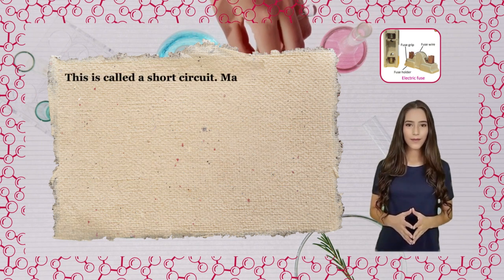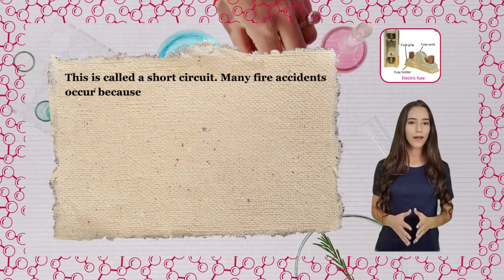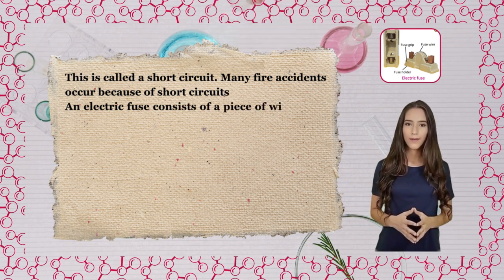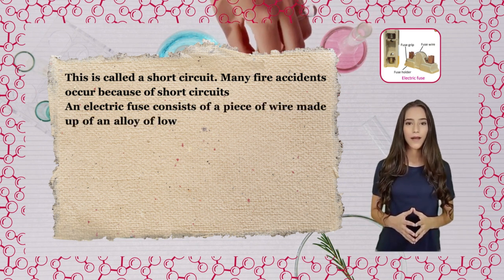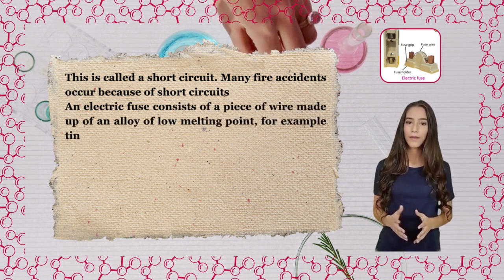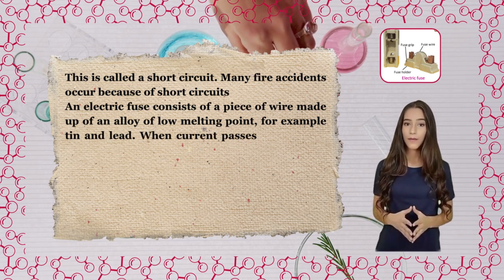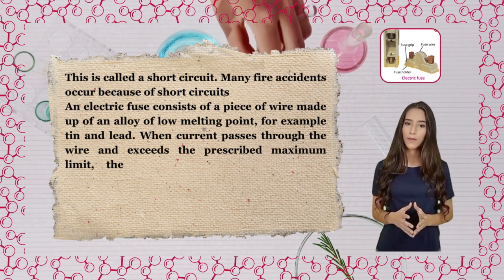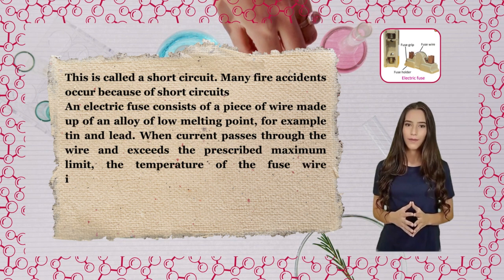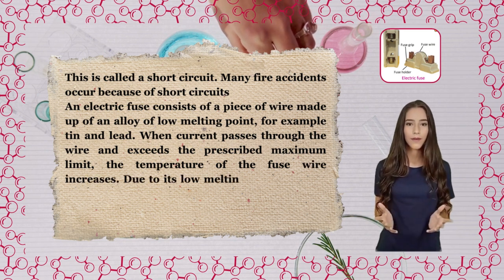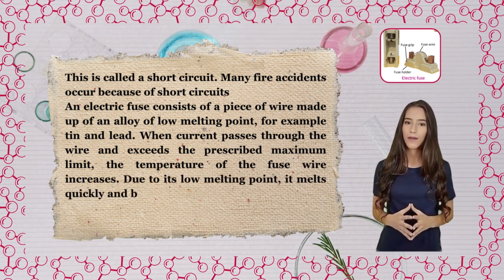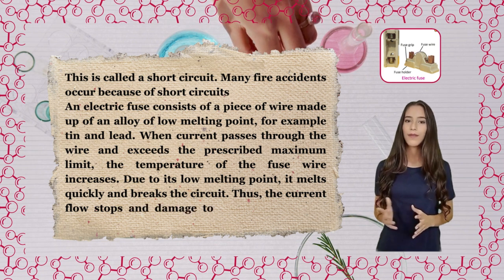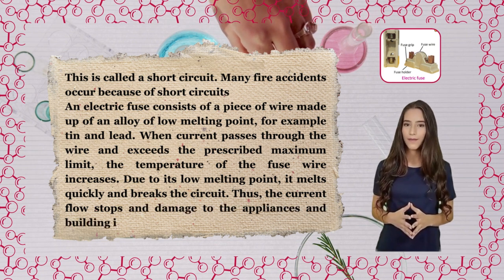This is called a short circuit. Many fire accidents occur because of short circuits. An electric fuse consists of a piece of wire made up of an alloy of low melting point, for example tin and lead. When current passes through the wire and exceeds the prescribed maximum limit, the temperature of the fuse wire increases. Due to its low melting point, it melts quickly and breaks the circuit. Thus, the current flow stops and damage to the appliances and building is avoided.